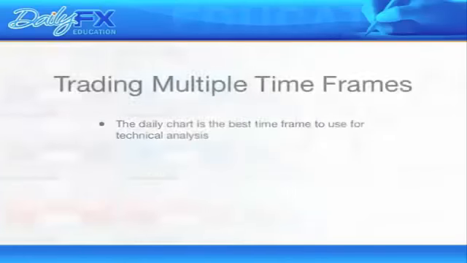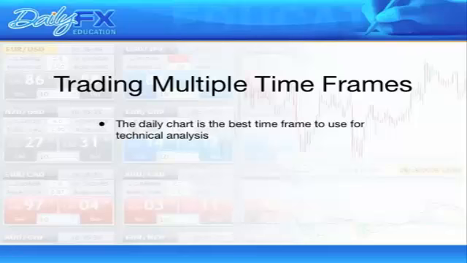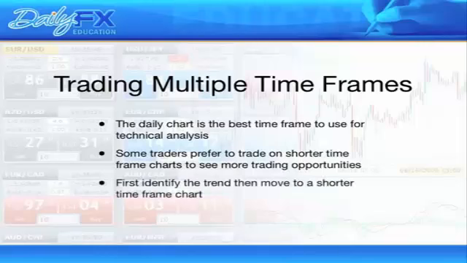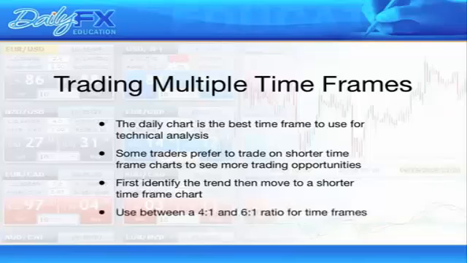The daily chart is the best time frame to use for technical analysis, but some traders prefer to trade on shorter time frame charts to see more trading opportunities. A proven approach to trading is to first identify the trend on a longer time frame chart, and then to move down to a shorter time frame chart to find your trade in that same direction. We recommend using between a 4-to-1 and 6-to-1 ratio for time frames used in your approach.